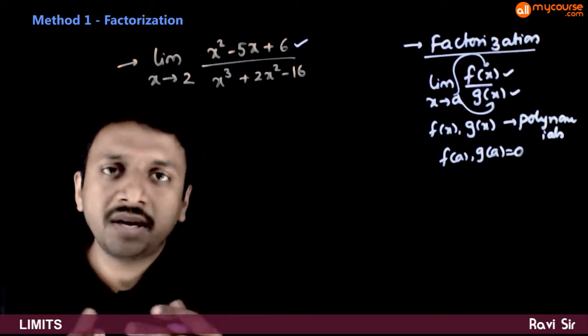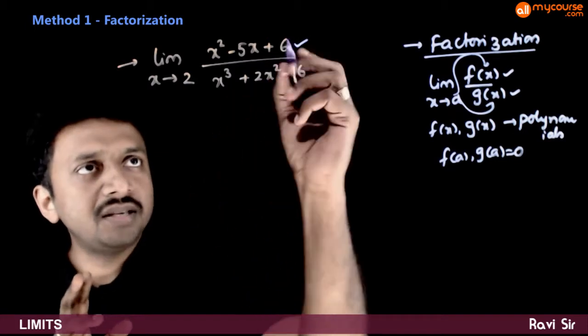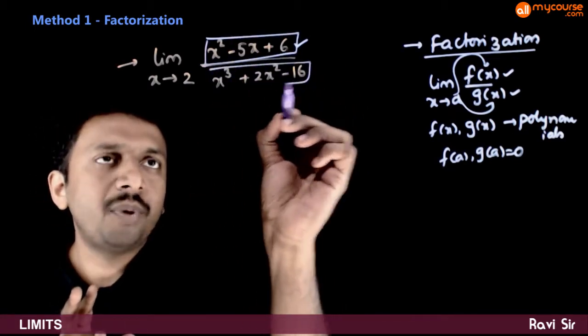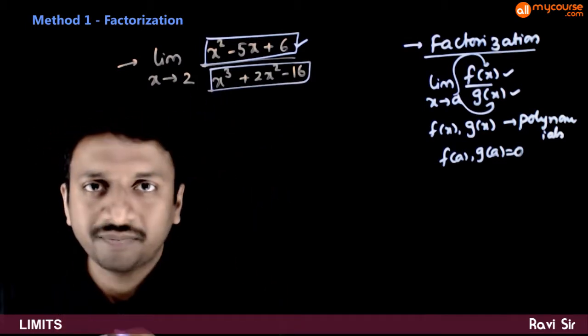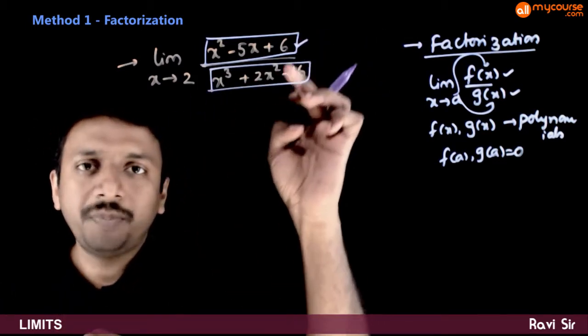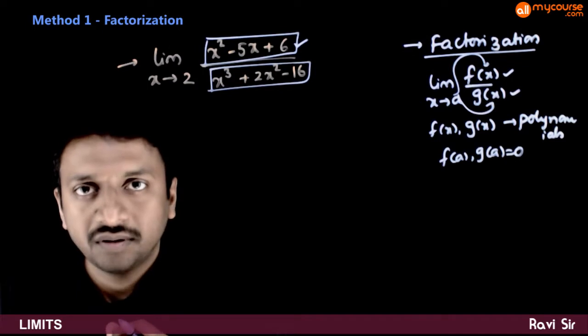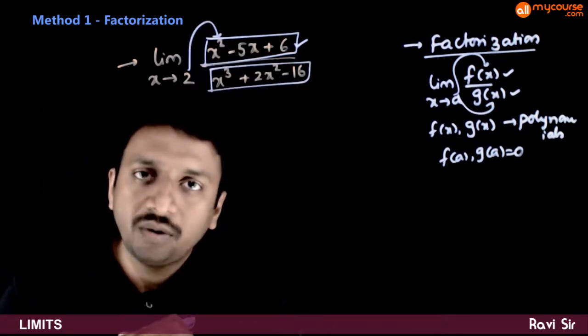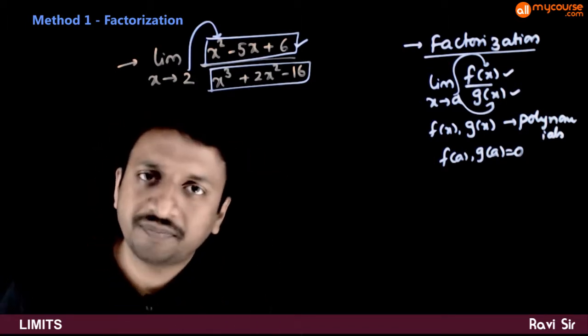Whenever you are given a limit, as you can see, this is of the form some polynomial in the numerator by some polynomial in the denominator, right? Some polynomial p of x by q of x. Now what we usually do is first we substitute x is equal to 2. We do the direct substitution first.